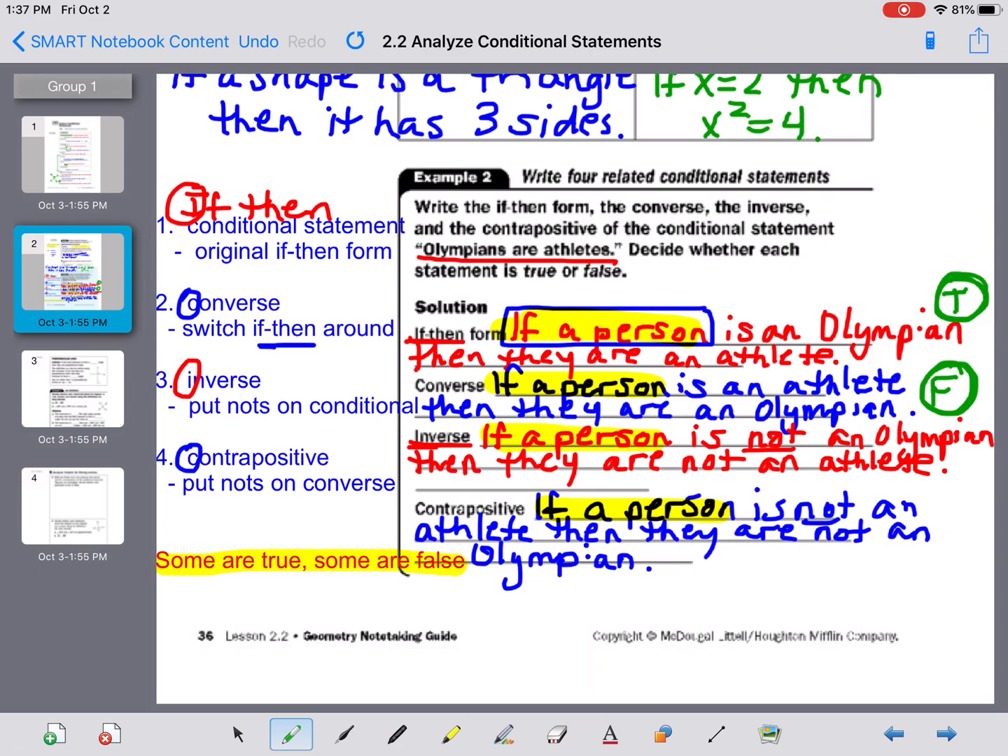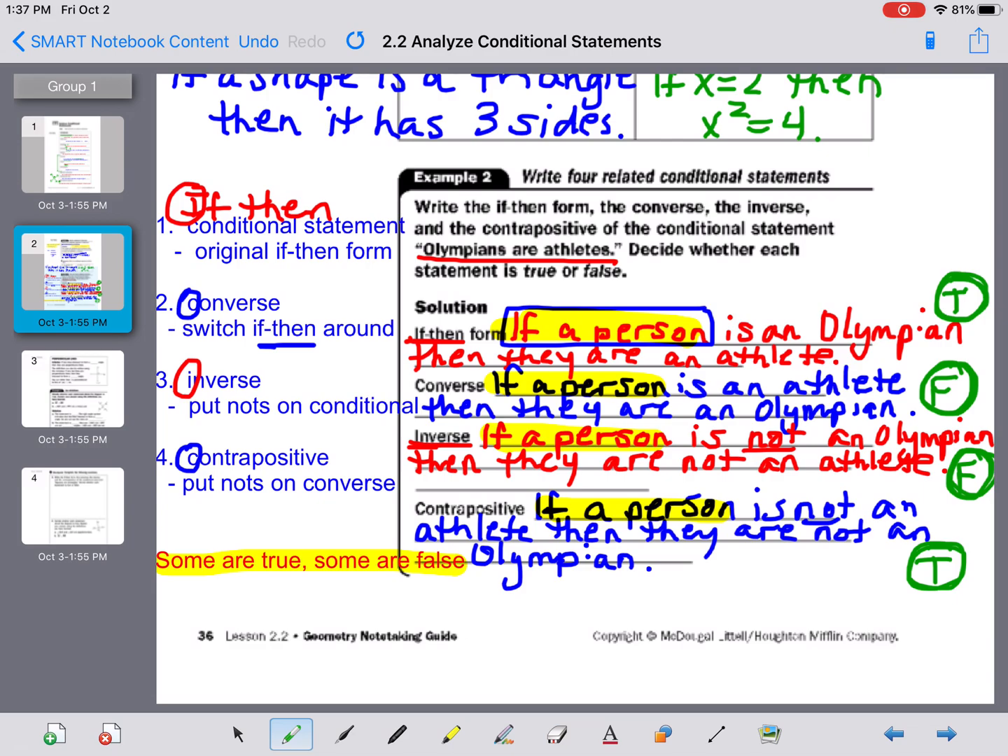Inverse, if a person is not an Olympian, then they are not an athlete. So if you're not in the Olympics, you can't be an athlete. True or false? I would definitely say false again on that one. And finally, the contrapositive. If a person is not an athlete, then they are not an Olympian. I would say that goes back to true again, because if you're not in athletics at all, you probably aren't going to be competing in the Olympics.